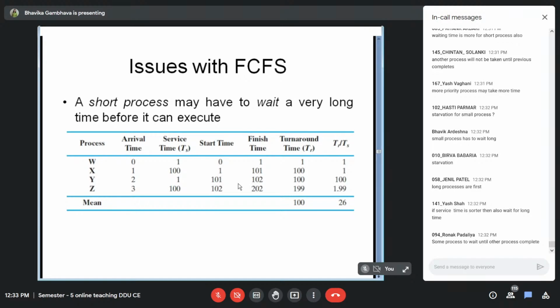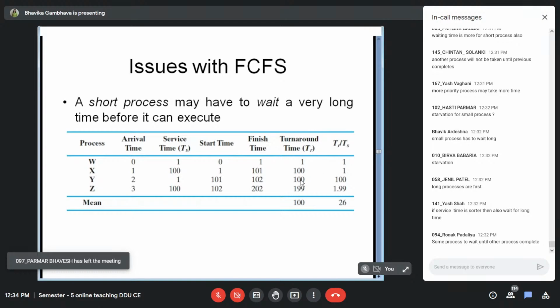Then at 102, the last process will take over and it will end at 202. If we look at the turnaround time, then the turnaround time for W is 1. For X, it is 101 minus when it arrived, so it is 100. For Y, it completed at 102 and arrived at 2.